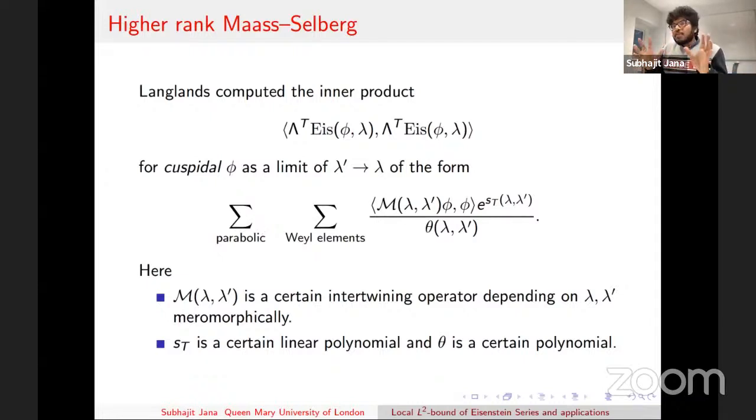And matching up terms for various summands where the poles cancel is a very difficult combinatorial problem, and this is already understood, in a sense, in Arthur's trace formula. So this is problem number one, and this is even for cuspidal phi.